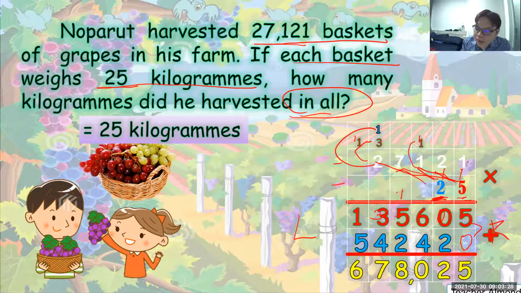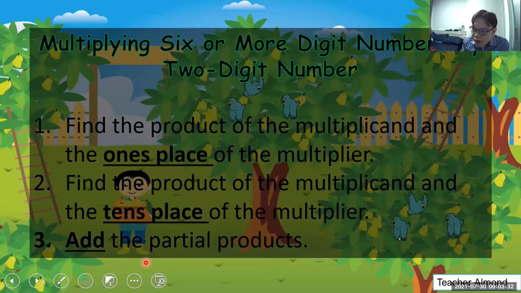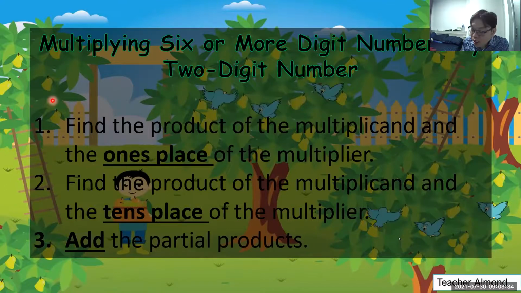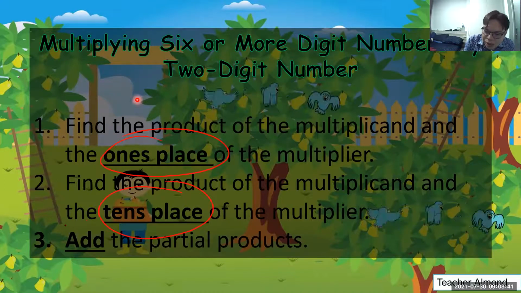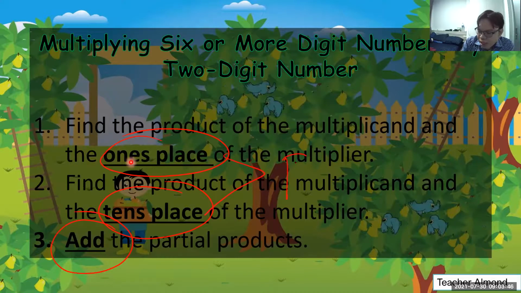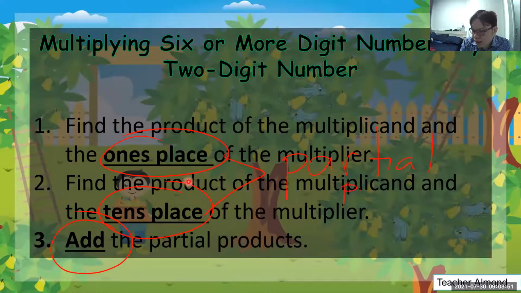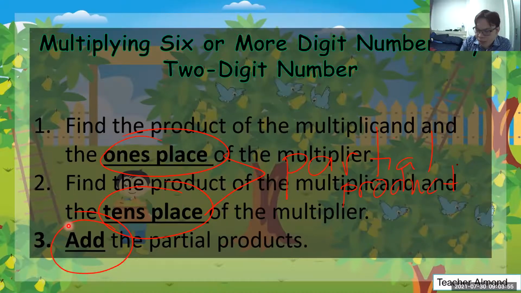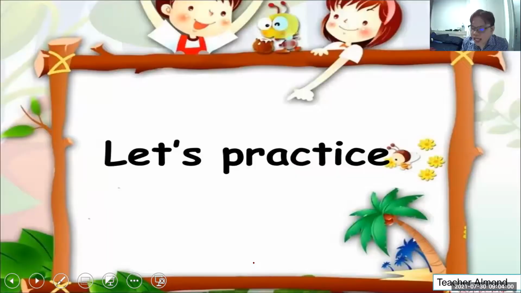Okay, that's simple. Now, when doing multiplication of 6 or more digit numbers by 2-digit numbers, we find the product of ones place, then tens place, then we add. Now, this product, we call it partial product. And then we have the final product.